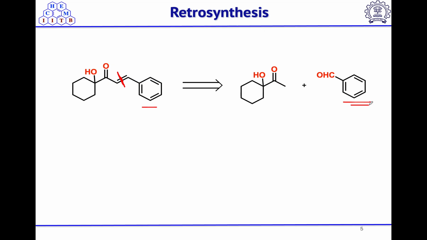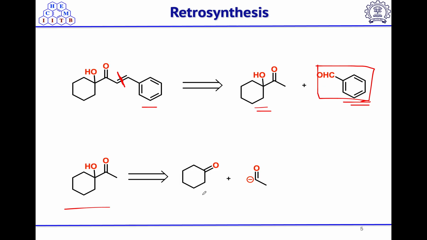Now, what will be the next carbon-carbon disconnection? This is the benzaldehyde, which is commercially available, so no need to think about further disconnection for this molecule. But we have to think about how to disconnect this molecule. So what will be the proper disconnection? What will be the disconnection approach?